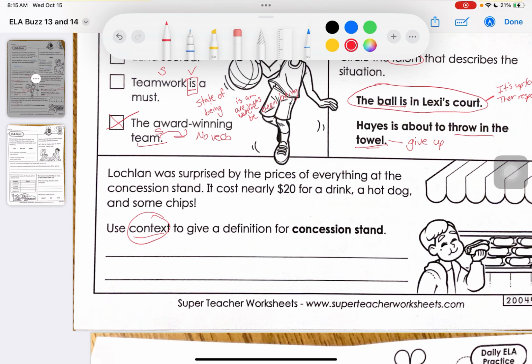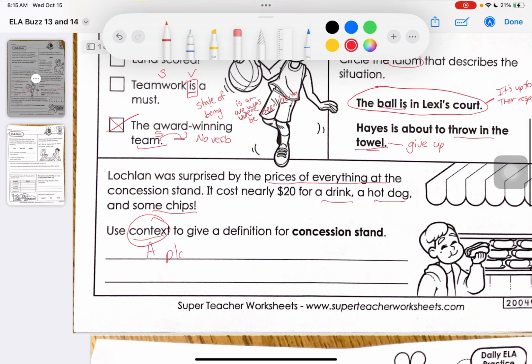So the prices of everything at the concession stand. It cost nearly $20 for a drink, a hot dog, and some chips. So it's somewhere where they buy food because it costs a lot of money, and it was a drink, a hot dog, and chips. So it's a place that they went to buy food.